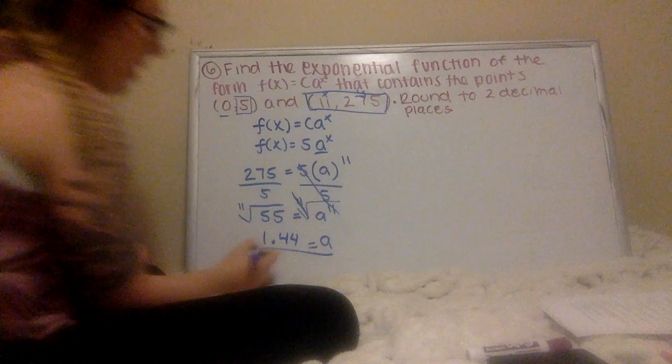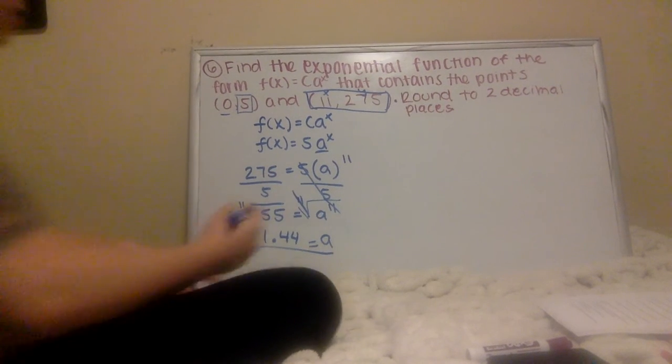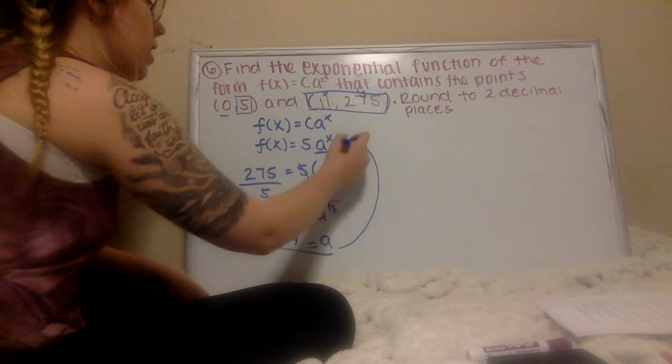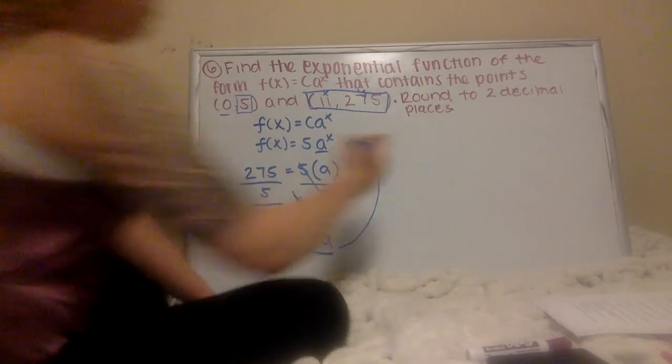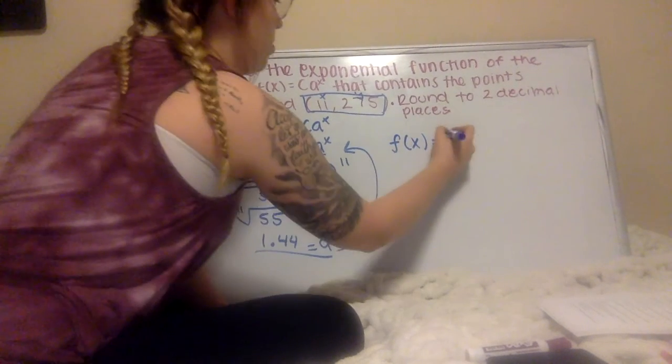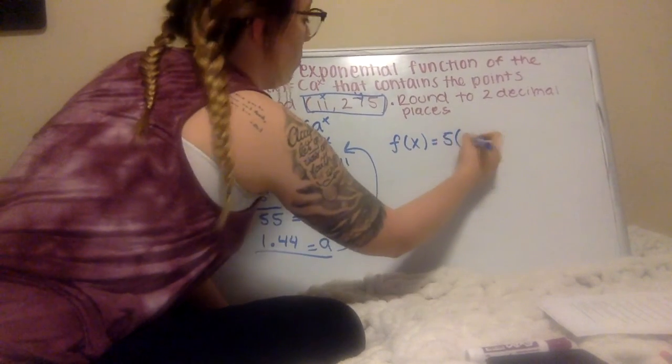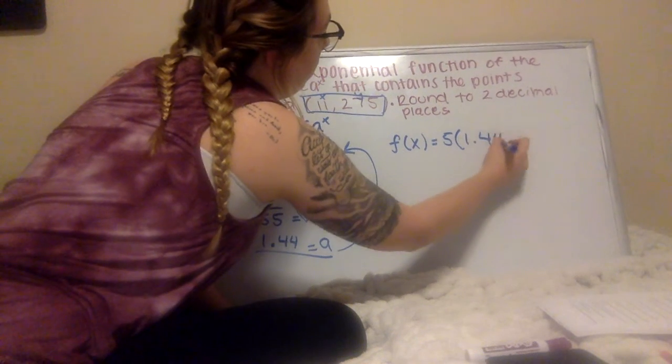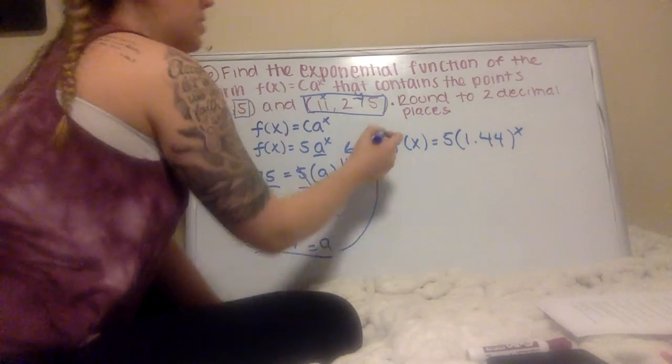1.44. But this isn't your final answer, this just solved for your a value, so you've got to plug this in up here. So then our final answer would be f of x equals that 5, that was our initial value, times 1.44 to the x. And then this is our final answer.